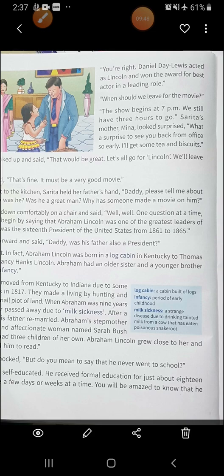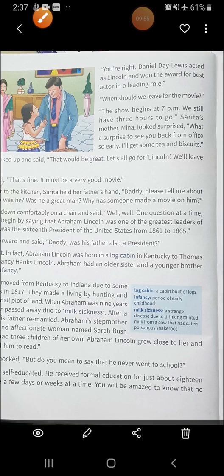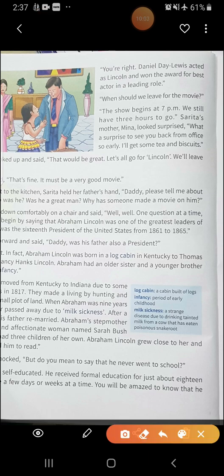Alright. Now read here. When should we leave for the movie? Out of curiosity, now she wanted to know at what time we can leave for the movie. Now see what Joginder said. The show begins at 7 p.m. We still have 3 hours to go. Sarita's mother, Meena, looked surprised. What a surprise to see you back from office so early.